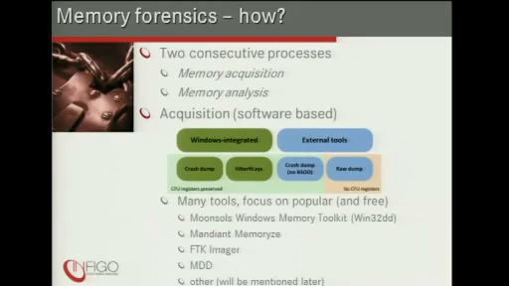How do we do memory forensics? Well, it has two consecutive processes. The first process is collecting the memory image, or memory acquisition, while the second process is memory analysis, or analyzing this image and trying to find some OS artifacts. Regarding memory acquisition, from a software perspective, it can be done in two ways. The first way is to use a third-party tool, and the second way is to use Windows integrated methods.